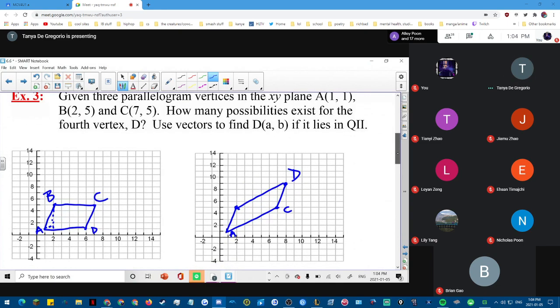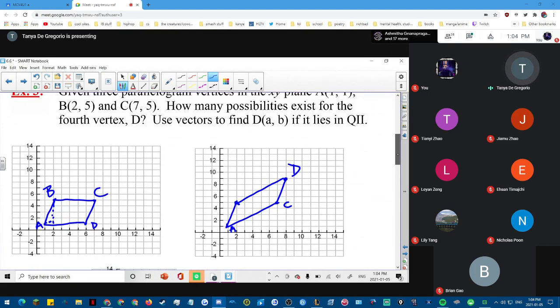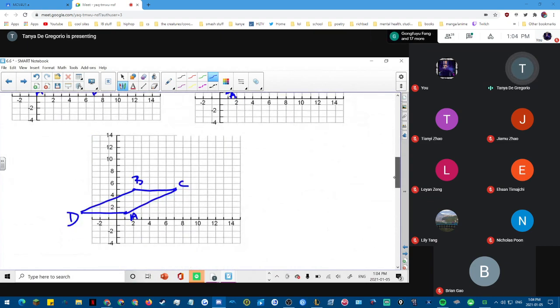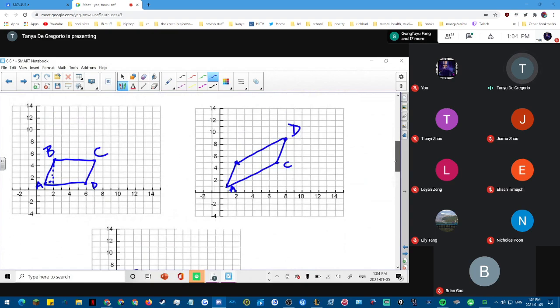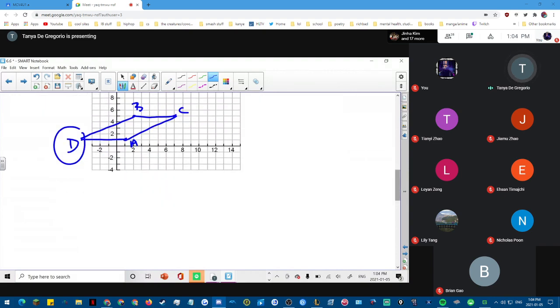Now it says, use vectors to find the point A comma B if it lies in quadrant 2. So the one that shows that D lies in quadrant 2 is my third example. They specifically want us to find the components of this. It's very easy to find by just looking at it, I can see it very clearly, but we want to show it algebraically. So we're going to use the addition and subtraction of vectors. What I can see here is that vector AC is equal to vector DB.